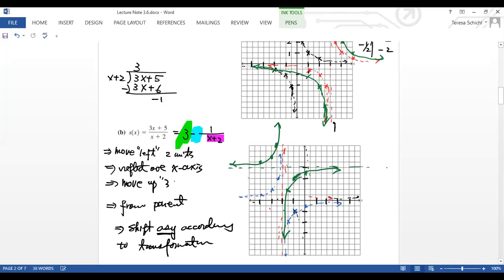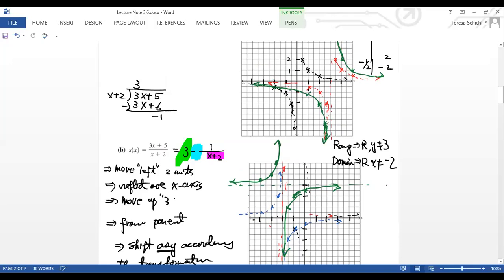So what does the range need to do? The range is R, but y cannot be equal to what? It moved up 3, so y cannot be 3. Then the domain belongs to R, but x cannot be at the vertical asymptote. What is the vertical asymptote? It's negative 2. Okay, so let's take a look at one more.